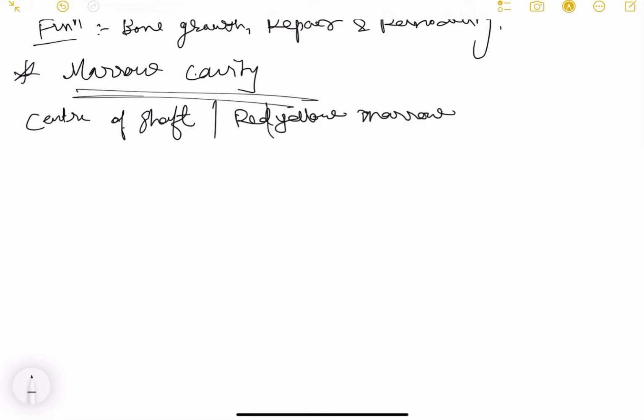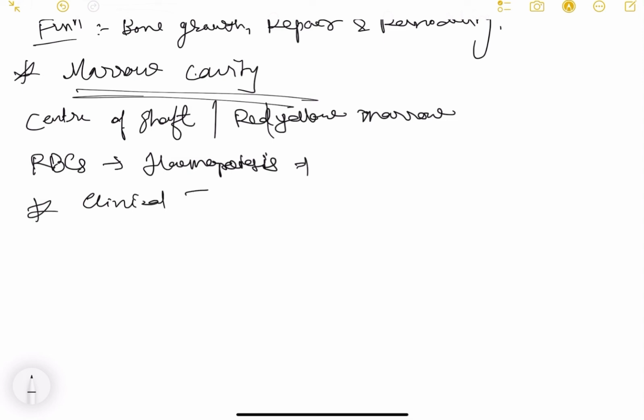Now here RBCs are present, so hemopoiesis takes place. And also adipose tissue and everything is present in the marrow cavity. And red bone marrow is seen in skull, vertebrae, ribs, hip bone, clavicle, sternum, and ends of long bone. This I don't think I need to write, because it is already given.